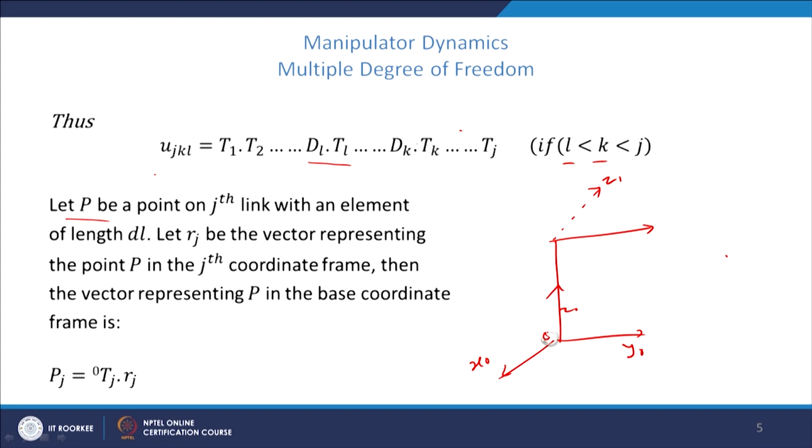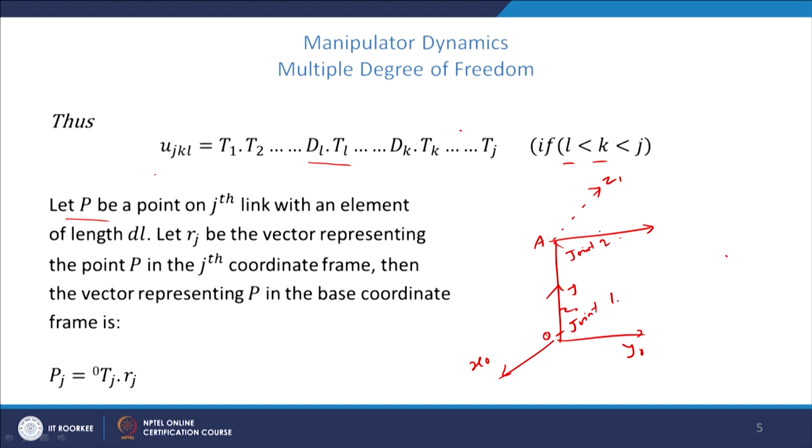So, if you consider this is the point O, this is the point A, and so we have two coordinate frames x0, y0, z0, and here we can fix x1, y1, z1. Now, if I consider this is the first joint, this is joint 1 and this is joint 2.